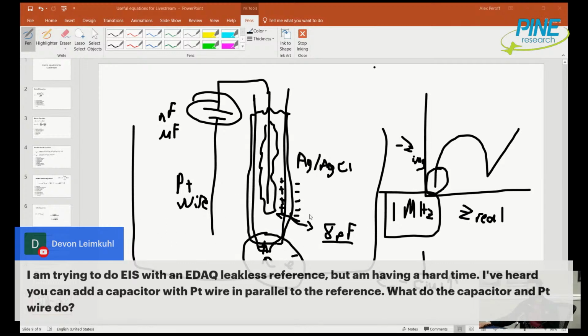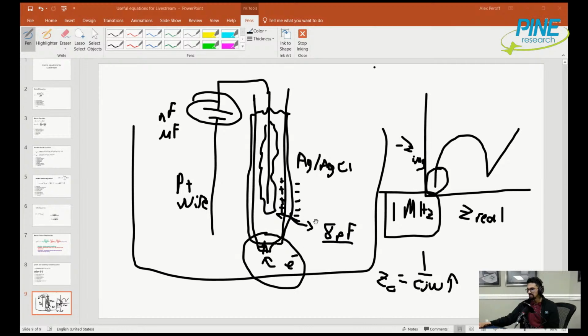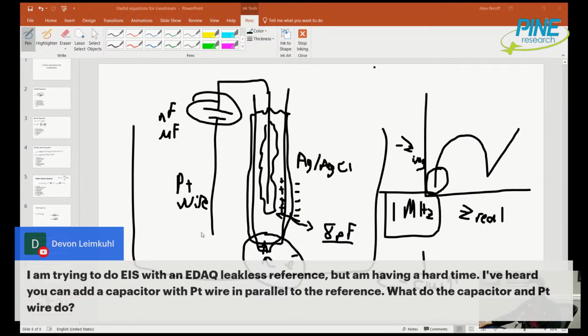Let's see. So why do we have this? I need to hide this so that people can see. This is the equation, 1 over Cjω. So as the frequency increases and the capacitance increases, you have a smaller impedance, which means this becomes a more favorable path. But as the frequency goes down throughout the rest of your experiment, only through this frit is the impedance actually the lowest to go through. So people add this shunt, a platinum wire in parallel with a capacitor to the reference. The thing that this does is it creates a low impedance path when this 8 picofarad capacitor becomes one of the main pathways for EIS. So that's what it does.